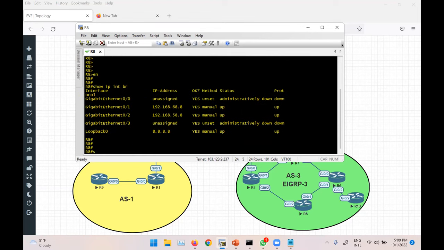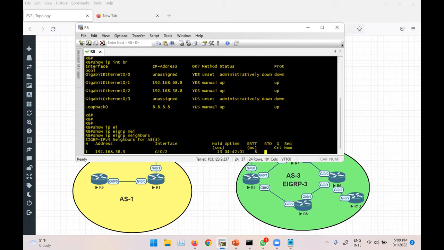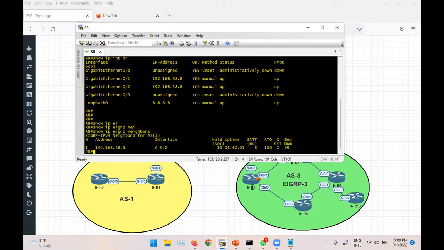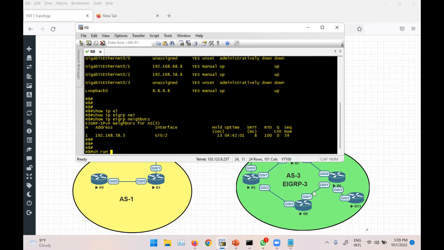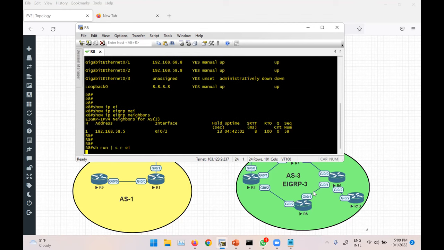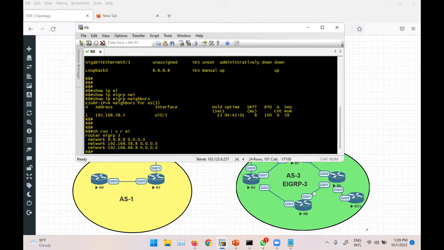And if we check, first check the show neighborship, show IP EIGRP neighbor. It's supposed to be two, but we are getting one, that is connected to R5. That means the other side is okay. Now check the configuration with show run section router EIGRP. Okay, it looks good in R8 also, then where is the problem actually?